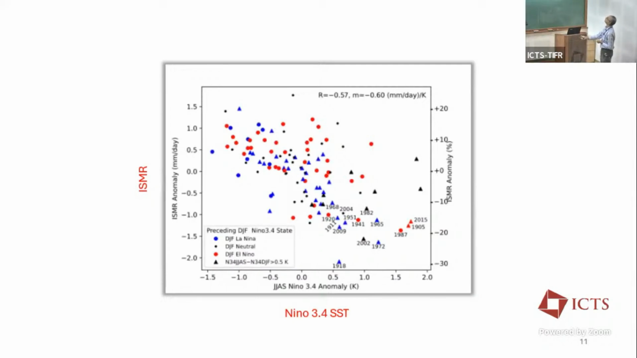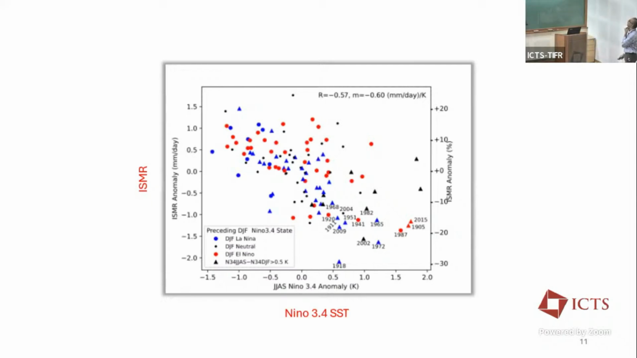with different symbols. For example, for the preceding winter, that last December, January, February, if it was a La Nina, we make it blue, and if the preceding winter was an El Nino, we make it red. And if the SST from the preceding winter to the current summer has increased in Nino 3.4, we make an up triangle. So in all those steps, okay.